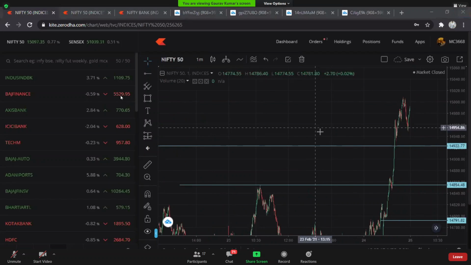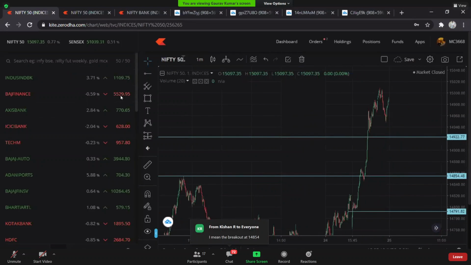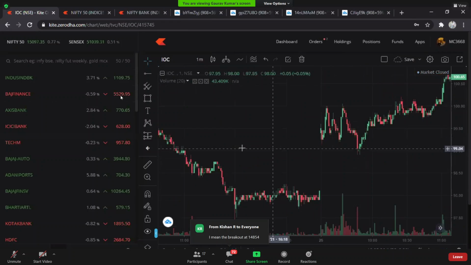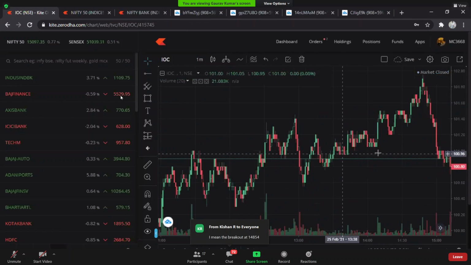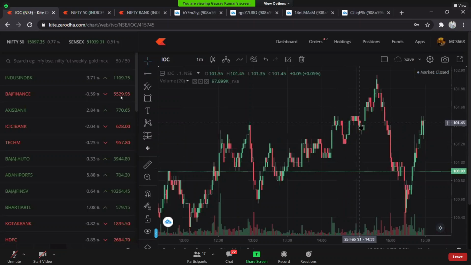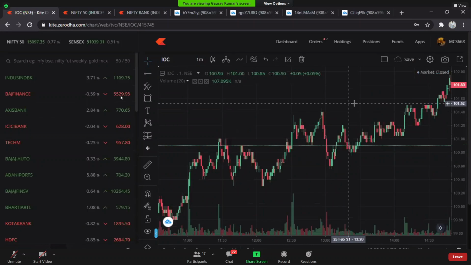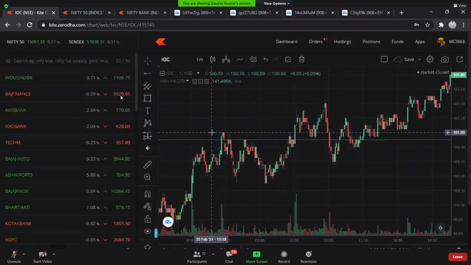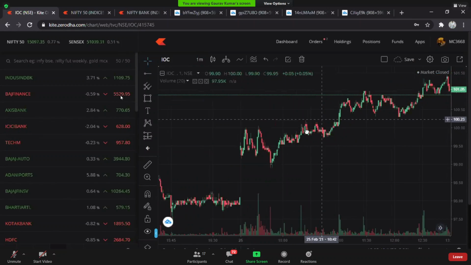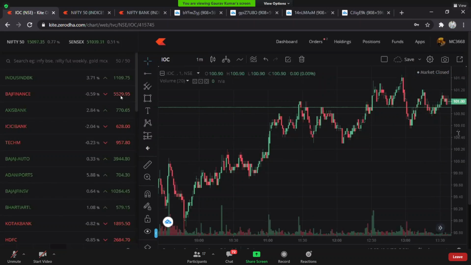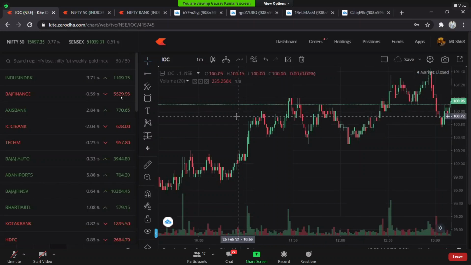Okay, I'll show you some rejection example. Like we took a trade in IOC today. So how did the trade of IOC go for us? Our entry was somewhere around 100.7, if I'm not wrong. Yes, here was our entry, 100.7. This is where we had entered.